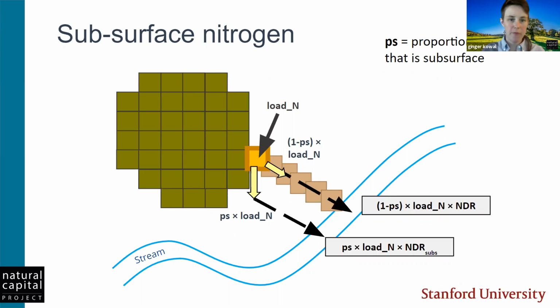The expression for subsurface NDR for nitrogen, instead of being related to retention, is a simple exponential decay with the distance to the stream. And this plateaus at the value corresponding to a user-defined maximum subsurface nutrient retention. This is highly simplified relative to the model of surface flow and surface export.